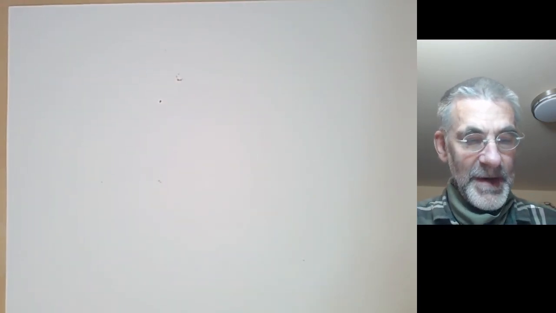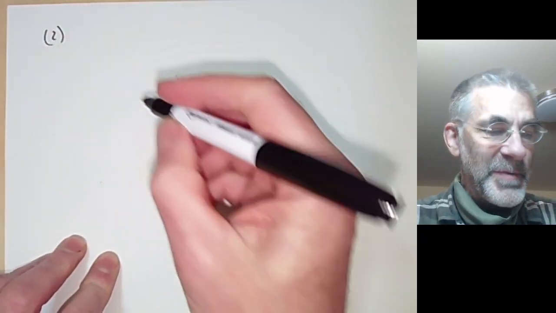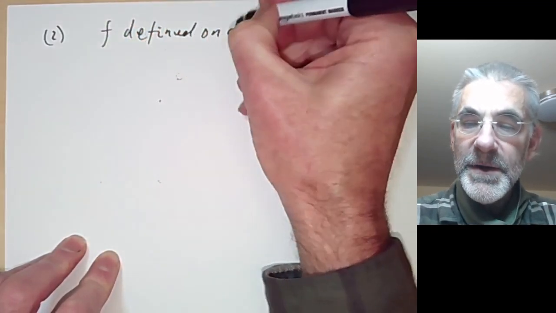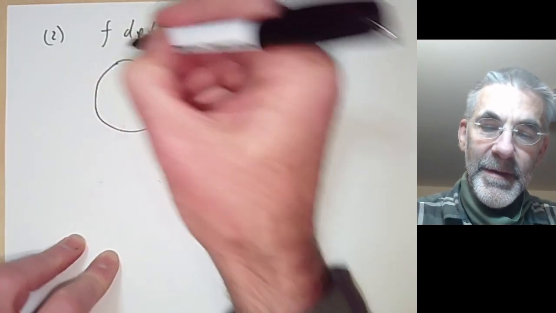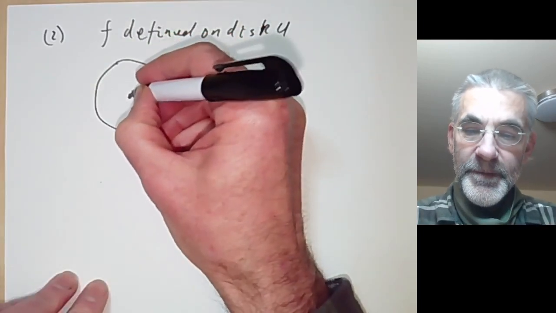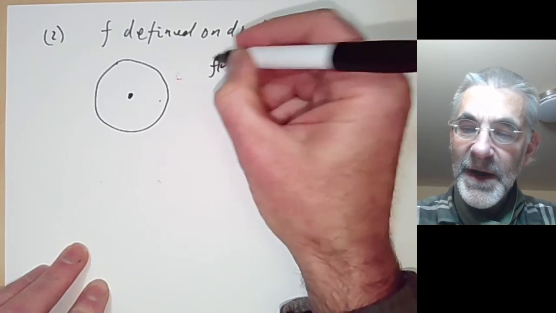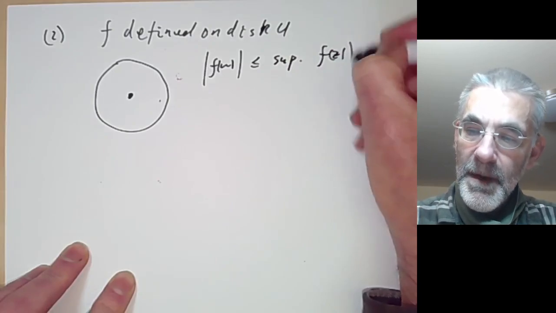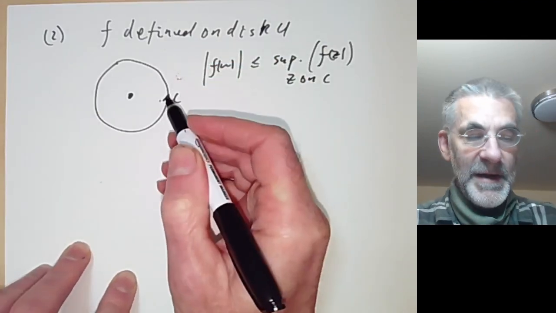So the next application is a sort of primitive form of the maximum modulus principle. So suppose f is defined on a disk U. Then, if we take the absolute value of f at w, it is at most the supremum of f of z for z on this curve C.